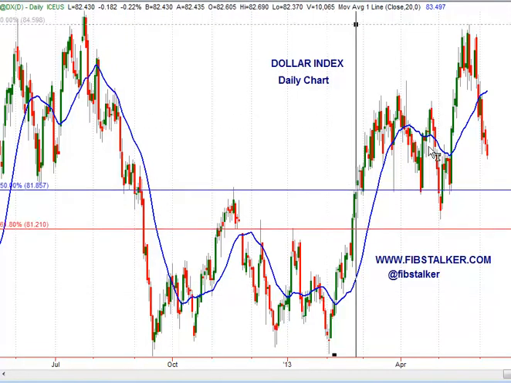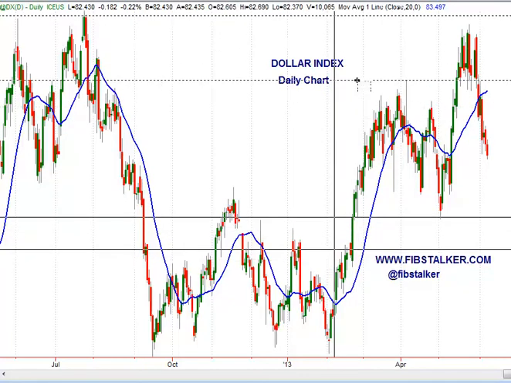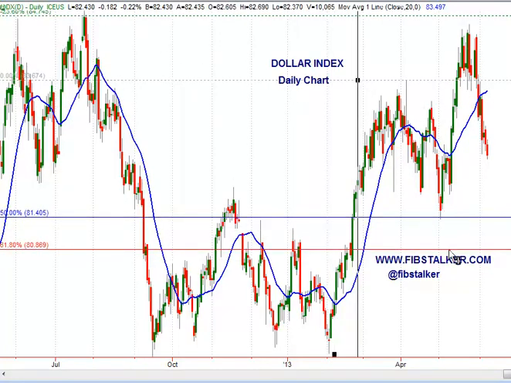We actually have at the moment the possibility that we are going to retest this level here, and this is the level that has been pushing the dollar higher and the euro dollar lower. That's 81.40, targeting this 81.70 area, which was never reached.